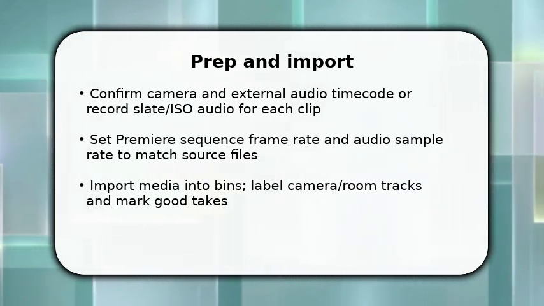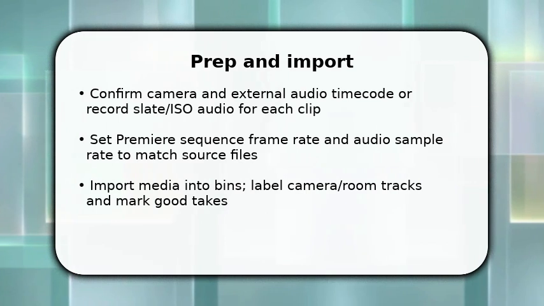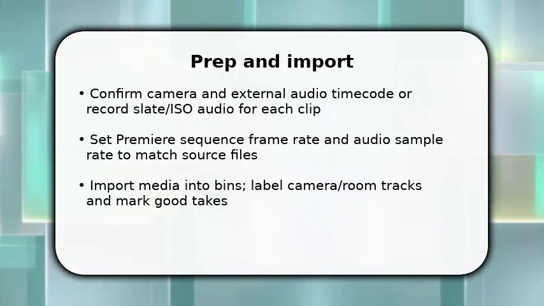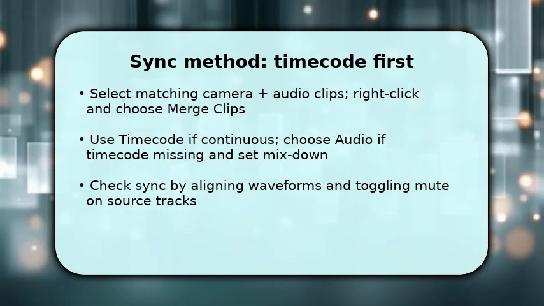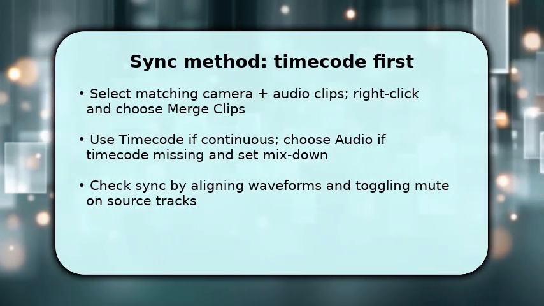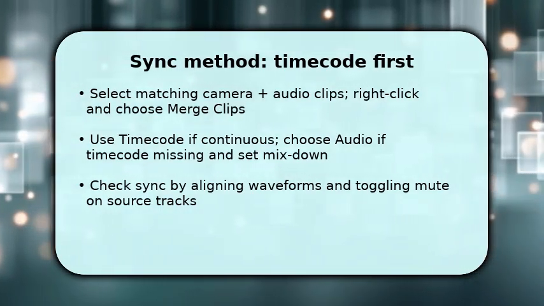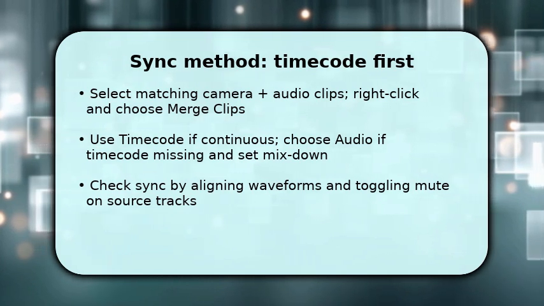Make sure multicam cameras are grouped mentally and identify a primary audio track for reference. Now you're ready to select the clips that will be synchronized. You should prioritize timecode because it's precise. Select camera and recorder files, then use merge clips with timecode as the sync point.